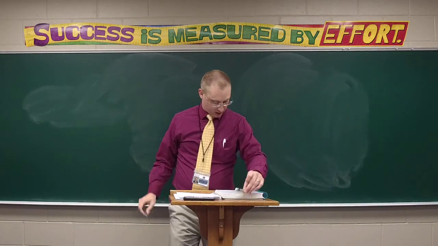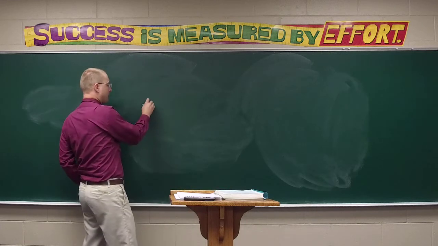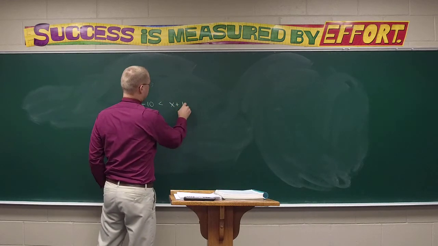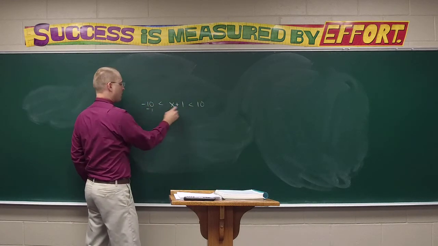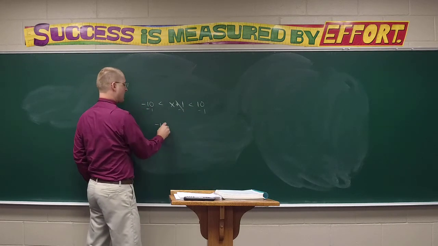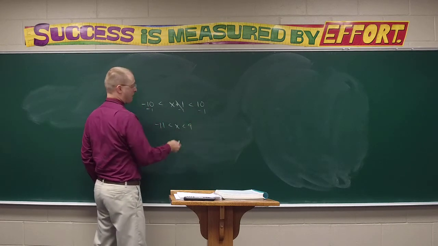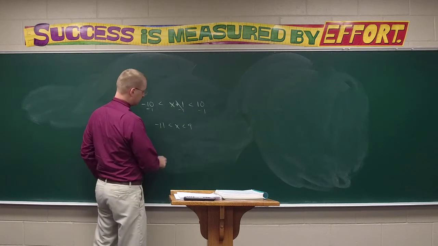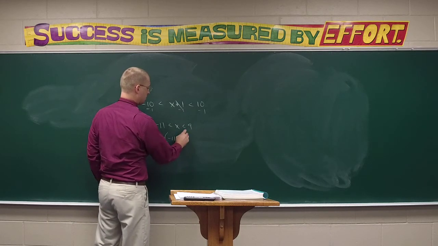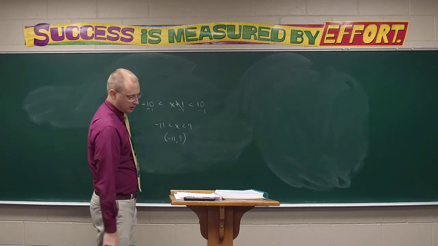Fine. Sure, yeah. So we're going to go in between positive and negative 10, right? We're going to put the absolute, or the x plus 1, in between positive and negative 10. We're going to subtract a 1 everywhere. We're going to get negative 11 less than x less than 9. Or the better way to write that: parentheses, negative 11, comma, 9, parentheses. There we go. There's our answer.